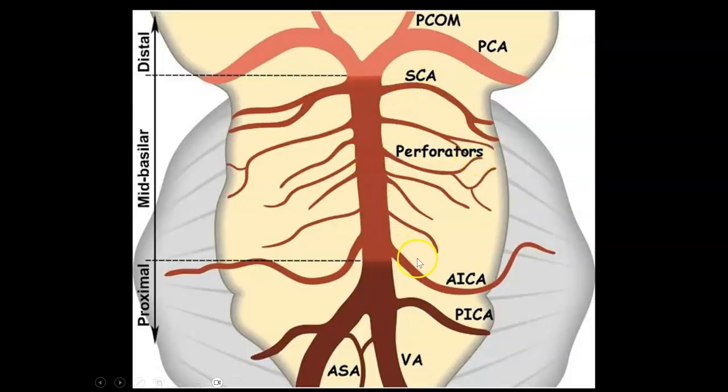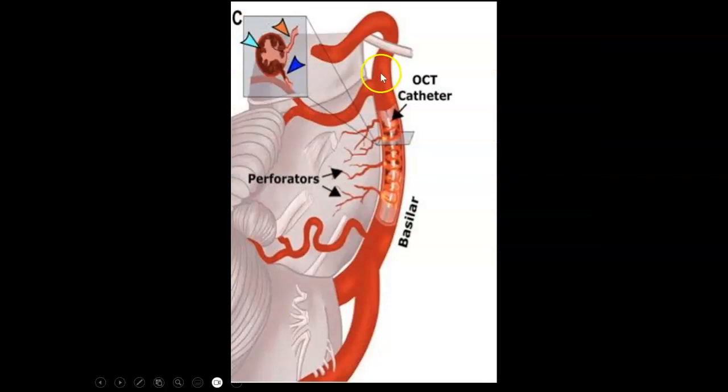This is the structure, if you remember, two vertebral arteries at the ponto-medullary junction, then perforators going to the pons from the caudal, middle, and rostral parts of the basilar. This is a lateral view showing the perforators arising from the whole length of the basilar artery. This is a stent or catheter inside the basilar.